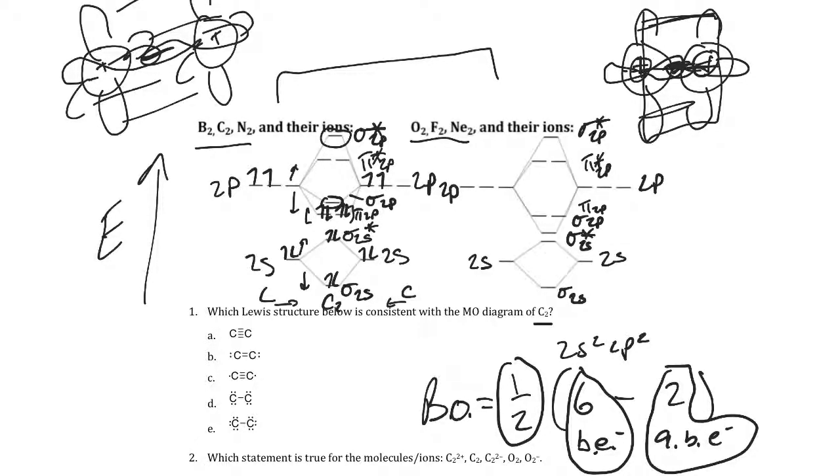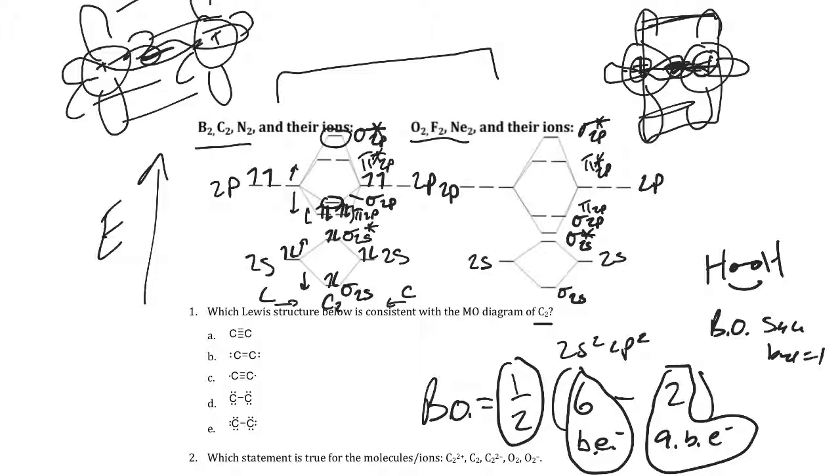So if you think about a single bond, think of a different molecule. Think of hydrogen. 1 electron, 2 electrons. So a single bond contains 2 electrons and has a bond order of 1. So the bond order of a single bond is 1.